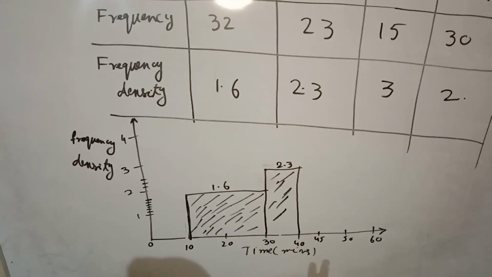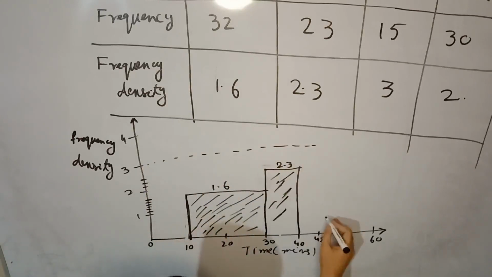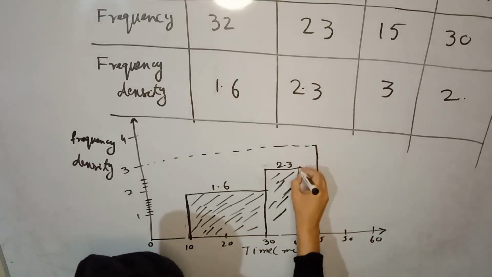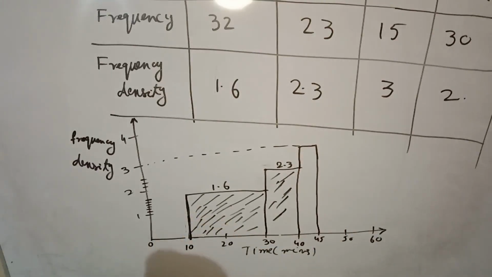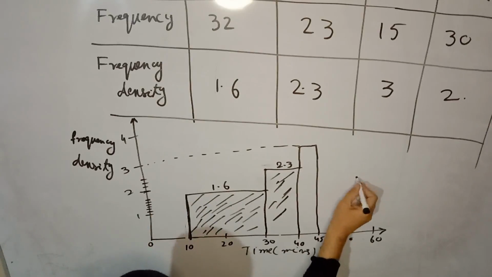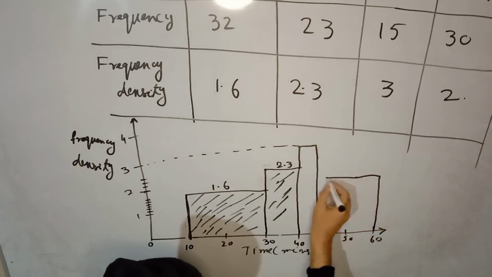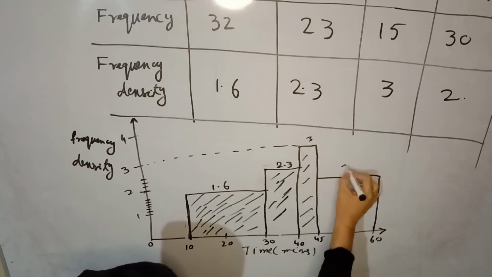Next is from 40 to 45 and its frequency density is 3. Next is 45 to 60 and its frequency density is again 2. So this is 3 and this is 2.